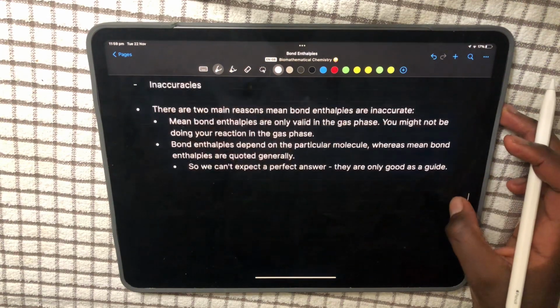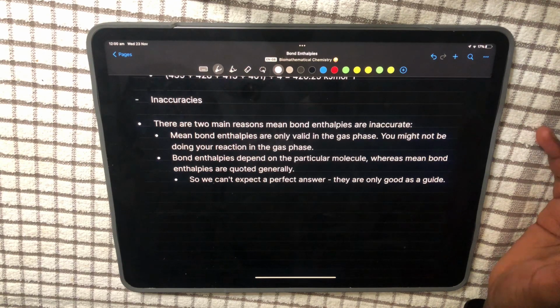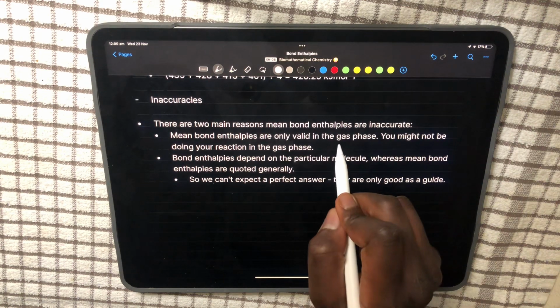But inaccuracies. There are 2 main reasons mean bond enthalpies are inaccurate. That's because mean bond enthalpies are only valid in the gas phase. So you might not be doing your reaction in the gas phase. Bond enthalpies depend on the particular molecule, whereas mean bond enthalpies are quoted generally. So you can't expect a perfect answer. They're good as a guide, really. And so yeah, the main thing is that they're done in the gas phase.